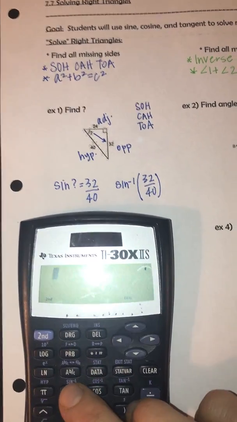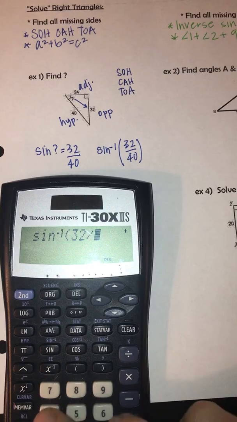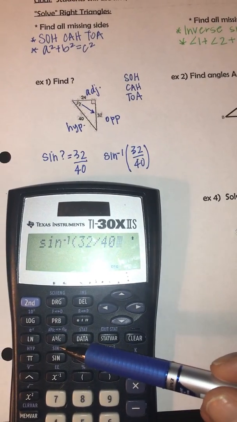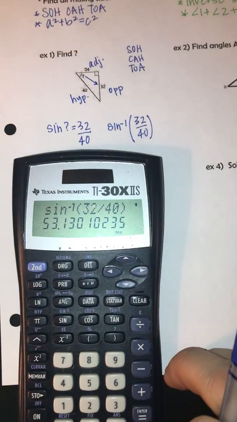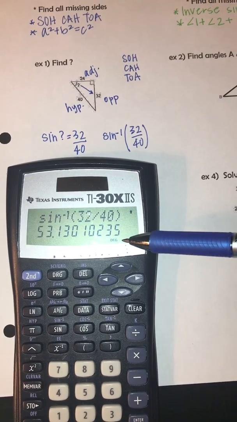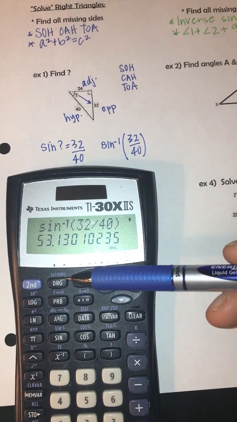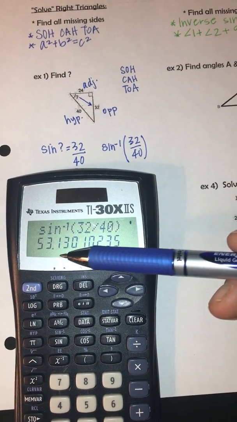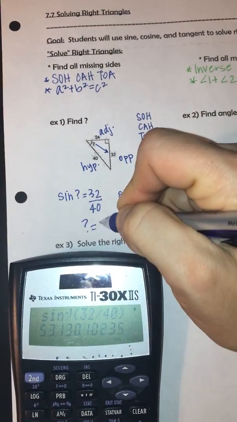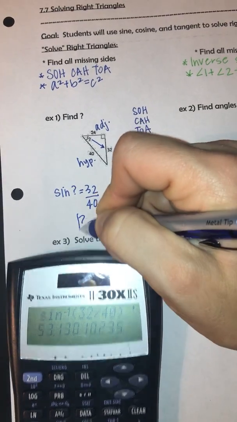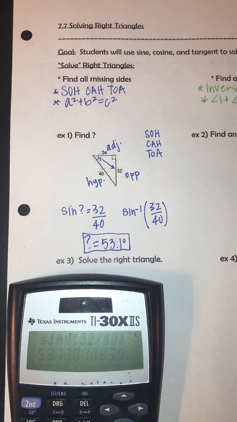I hit second and then sine, so there's that inverse sine coming up. Then I'm just going to do 32 divided by 40. You can make it into a fraction as well if you want, but you don't need to. You just do division, and I'm going to get an angle of 53.1. Notice my calculator's in degree mode. If you're not in that mode, you might have to switch it, and that's this button. It should say degree, so 53.1 is my question mark. That's my unknown angle. So I just found the missing angle in this case.